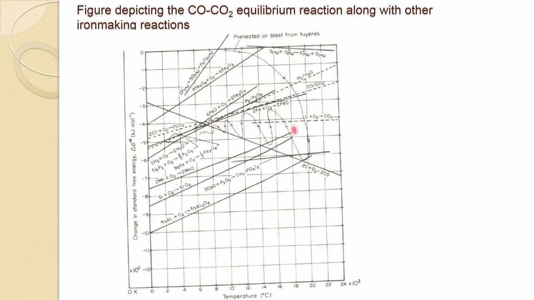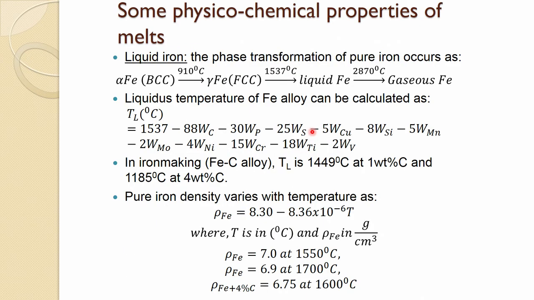especially in the dropping zone or lower part of the blast furnace. So, this is about CO2 equilibrium, which we did not touch upon previously, so we thought we will just talk a little bit about this one. Now, we will switch to some other part, which is about the liquid slag and melt.